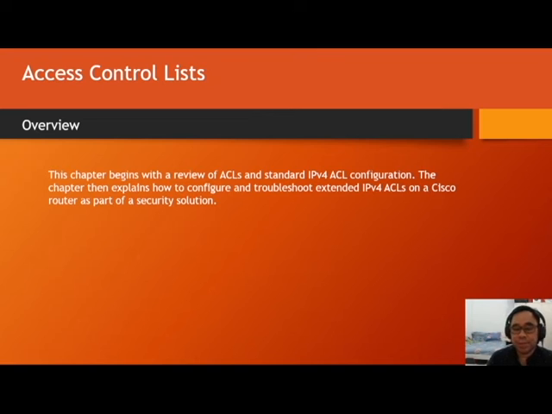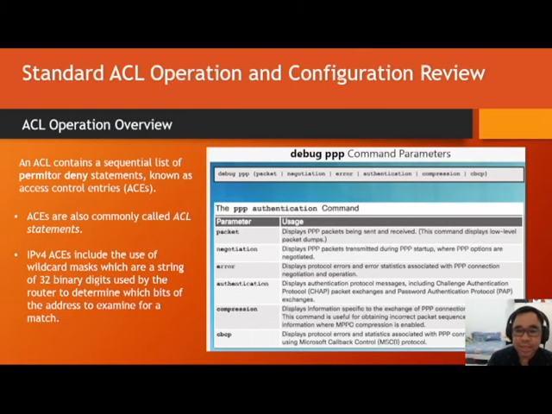Okay, so now we proceed to access control lists. This chapter begins with a review of ACL and standard IPv4 ACL configuration. The chapter then explains how to configure and troubleshoot extended IPv4 ACLs on a Cisco router as part of the security solution. Okay. So the standard ACL operation and configuration review.